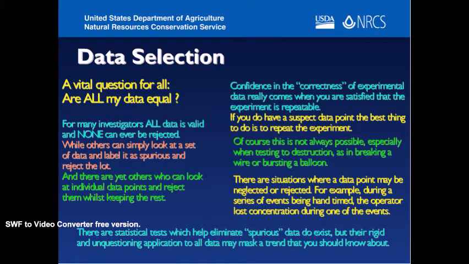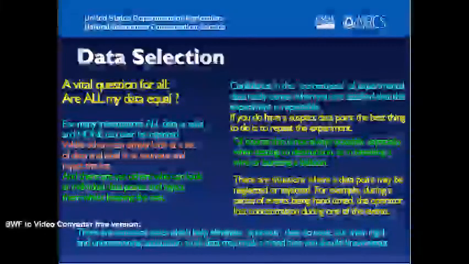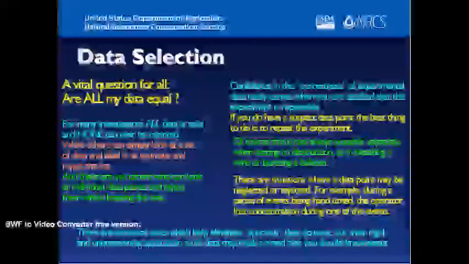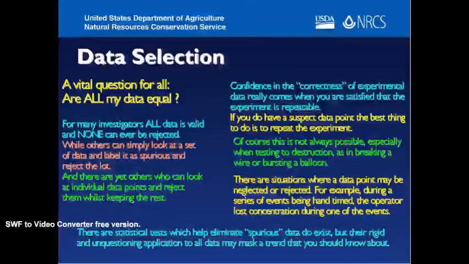Now, you have confidence in the correctness of your experimental data when you're satisfied that the experiment is repeatable. And what that means is, are you satisfied with how well you texture with your fingers, or how well the pipette method is being used? If you do have some suspect data points, then the best thing to do is to repeat the experiment. Of course, it's not always possible. Sometimes we didn't collect another sample before we buried the pit, so that's okay. But then there are other situations where the data point may be neglected or just flat rejected.